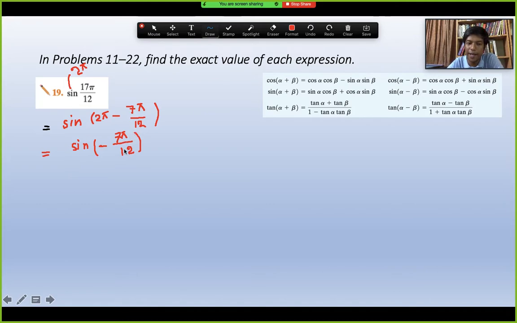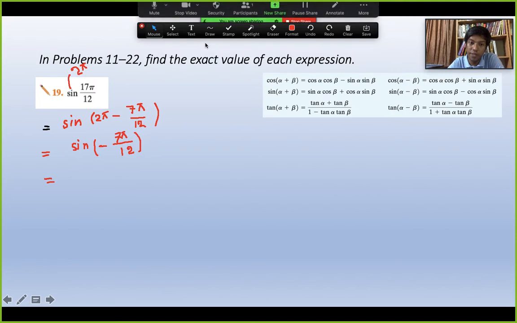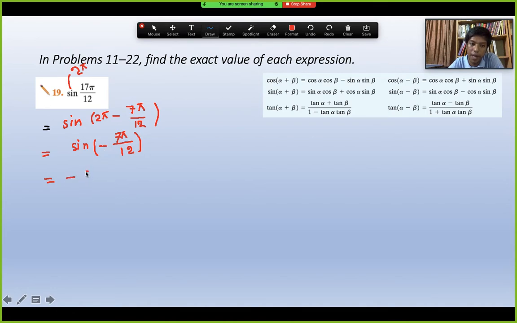So you see the angle now became smaller. This is only 7 pi. This was 17 pi. This is what we have done up until here. Now this negative sign is disturbing us, but we have a rule from even and odd functions, and that rule says if it is sine and tan, then this minus will come outside the bracket. Then this will become just simply minus sine 7 pi by 12.